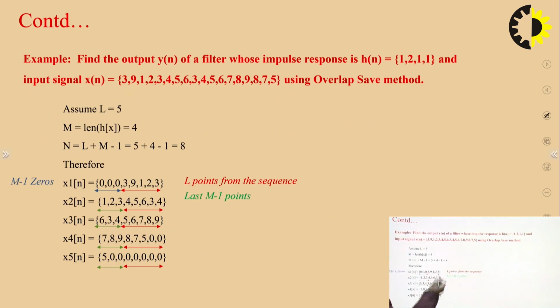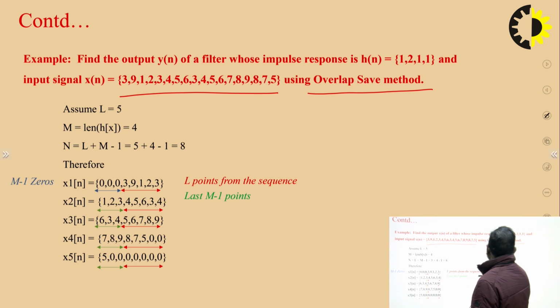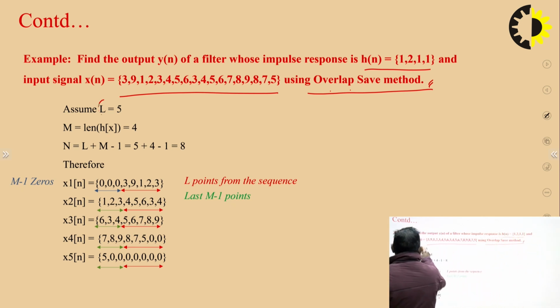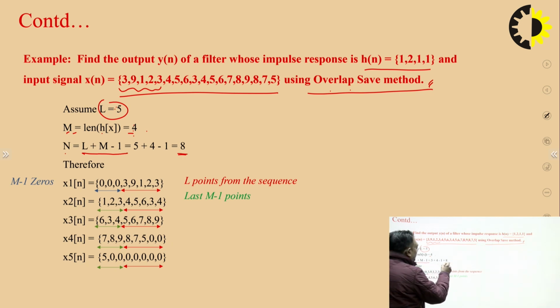So I am taking just a numerical for it, solving it using the overlap save method. This is your long sequence, and overlap save means you have to use this method only, and hn is given to you. Now you assume L equals 5, which simply says that you take 5 samples of this long sequence at a time as a segment, and M is the length of the impulse response, which is equal to 4. N is the length of the linear convolution of these two sequences, L plus M minus 1, which will become 8. So the sequence length will become 8.